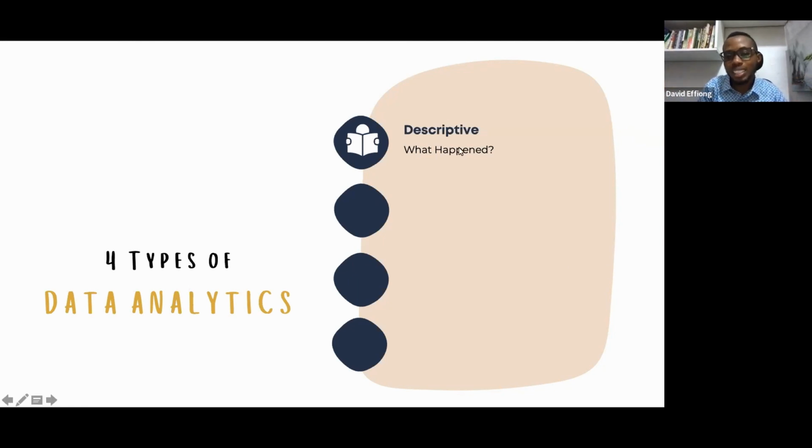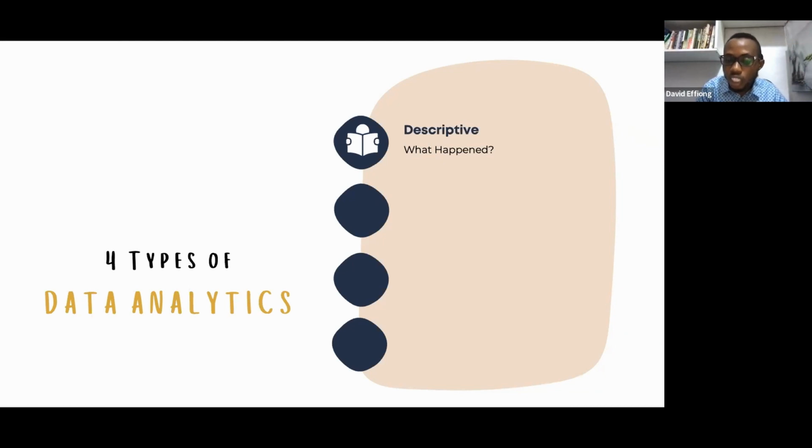So descriptive analysis tries to answer the question of what happened. A good example is you're selling in your shop or your business, and revenue is going up, revenue is coming down, you don't know. Descriptive analysis will tell you that, oh, revenue is increasing.